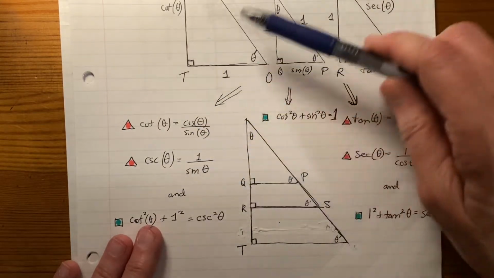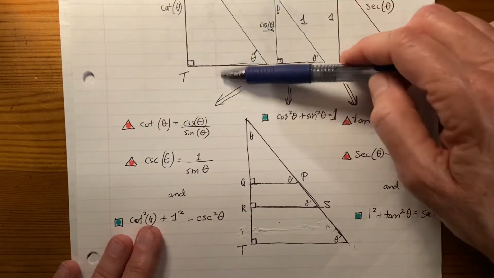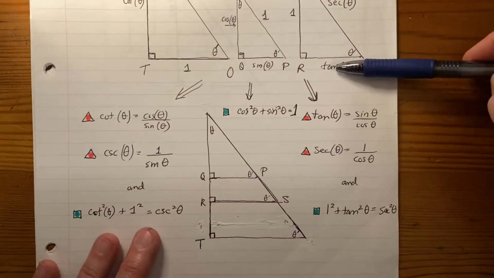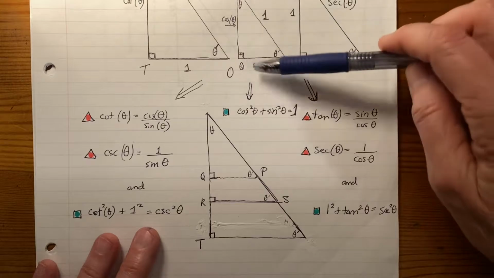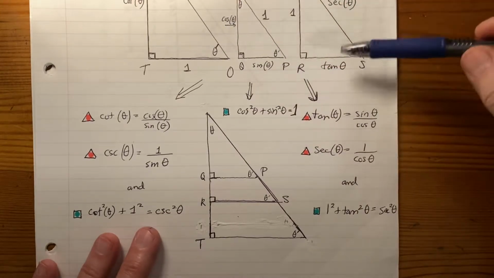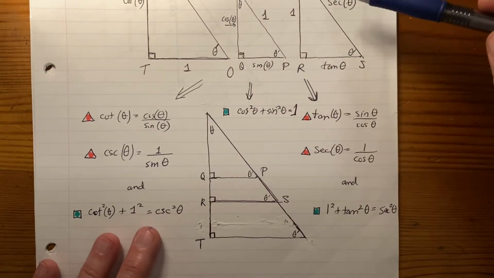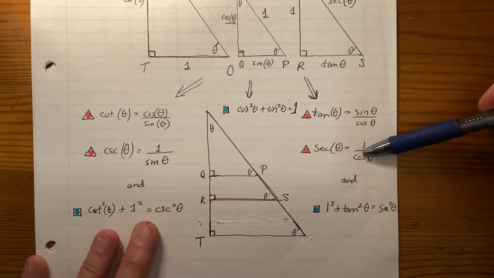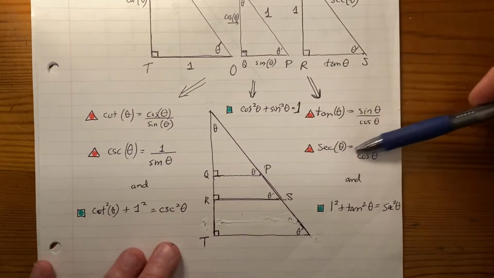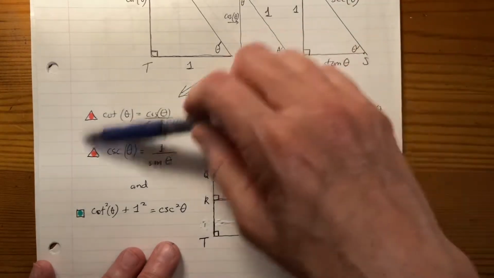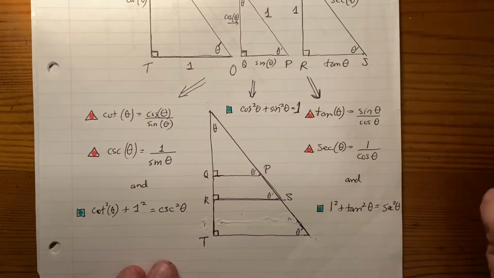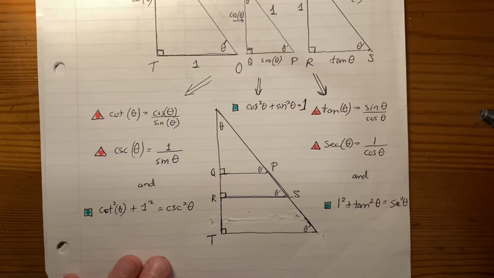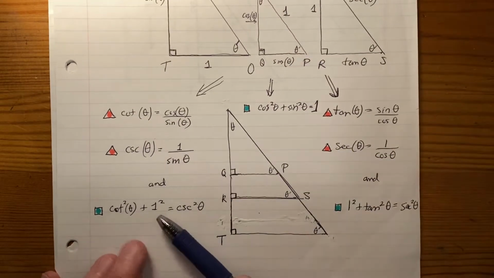The cosecant of theta was to 1 as 1 was to the sine. The tangent of theta was to 1 as the sine was to the cosine. The secant of theta was to 1 as 1 was to the cosine. So these all became our definitions of these 6 trig functions. Again, your book thinks of these as trig identities, the fundamental ones.